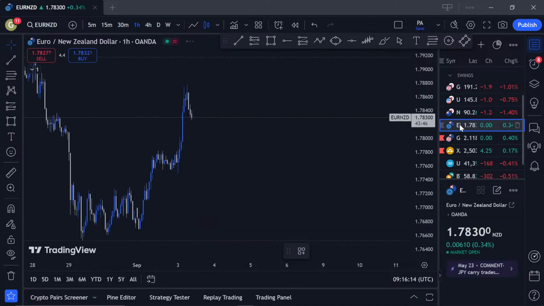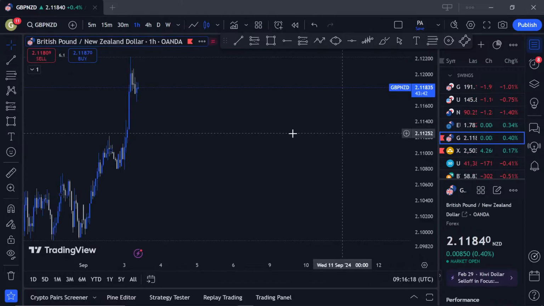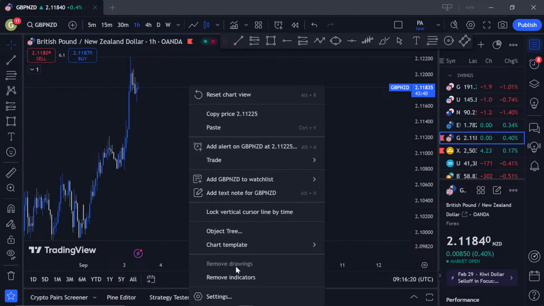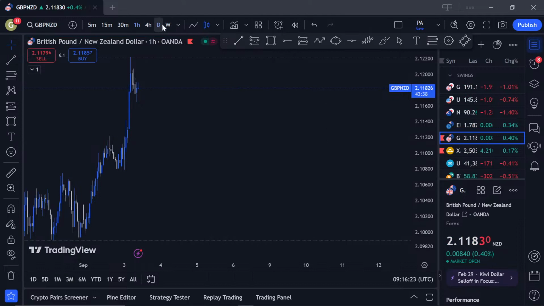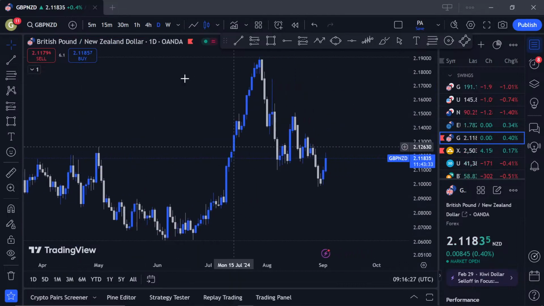Now next up is Euro NZD. Okay, I've already talked about Euro NZD that I have a trade running there. Now let's take a look at GBP NZD, sorry about that, GBP NZD.